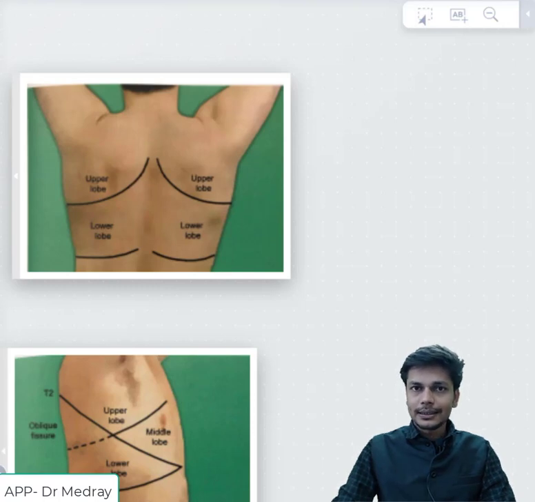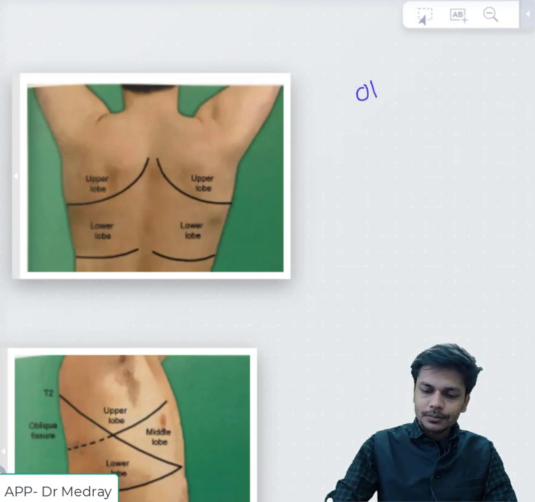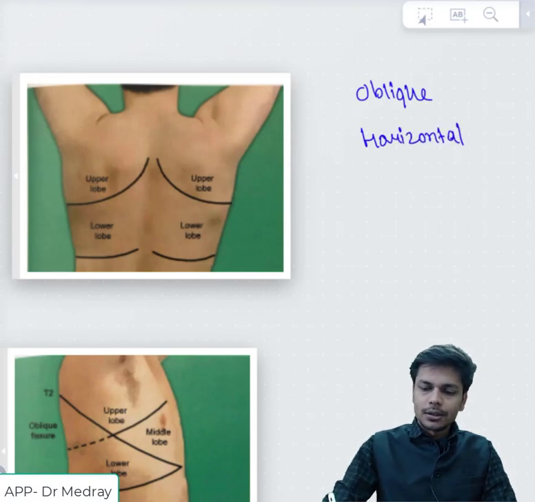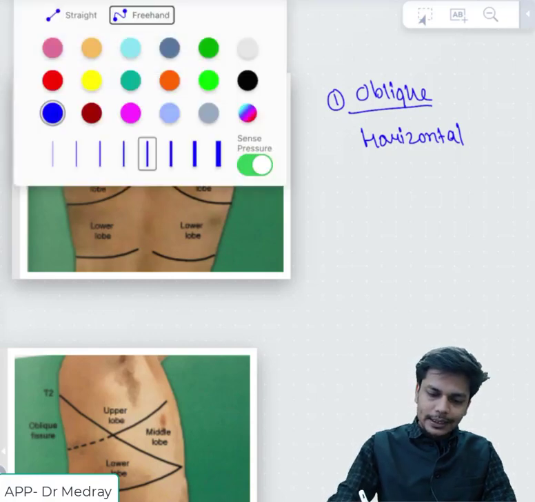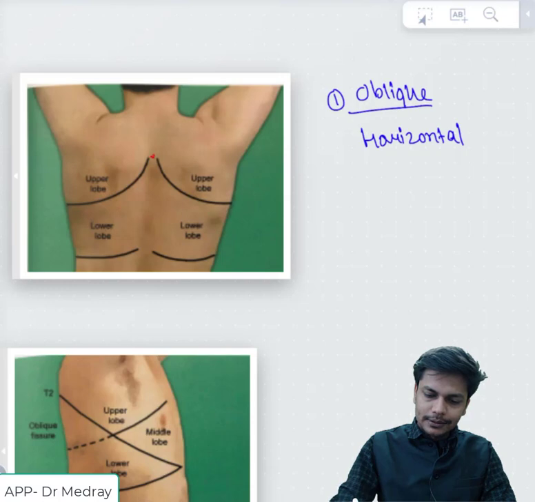As I told you, the right side consists of two fissures, the oblique fissure and the horizontal fissure. So how do we start demarcating the oblique fissure of the lung? We start from the T2 vertebra, the spinous process of the T2 vertebra.